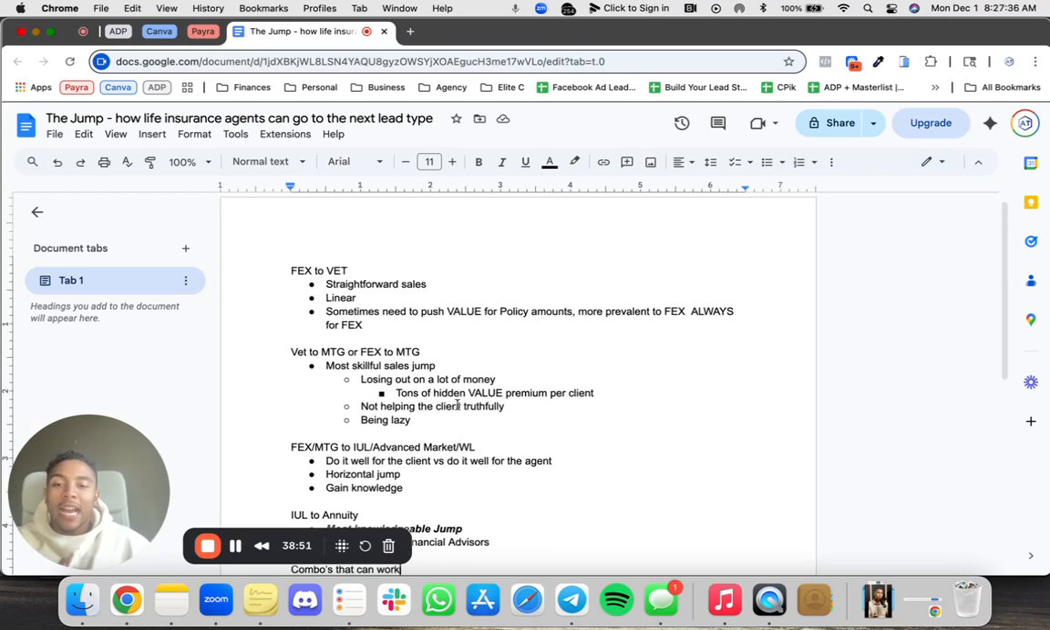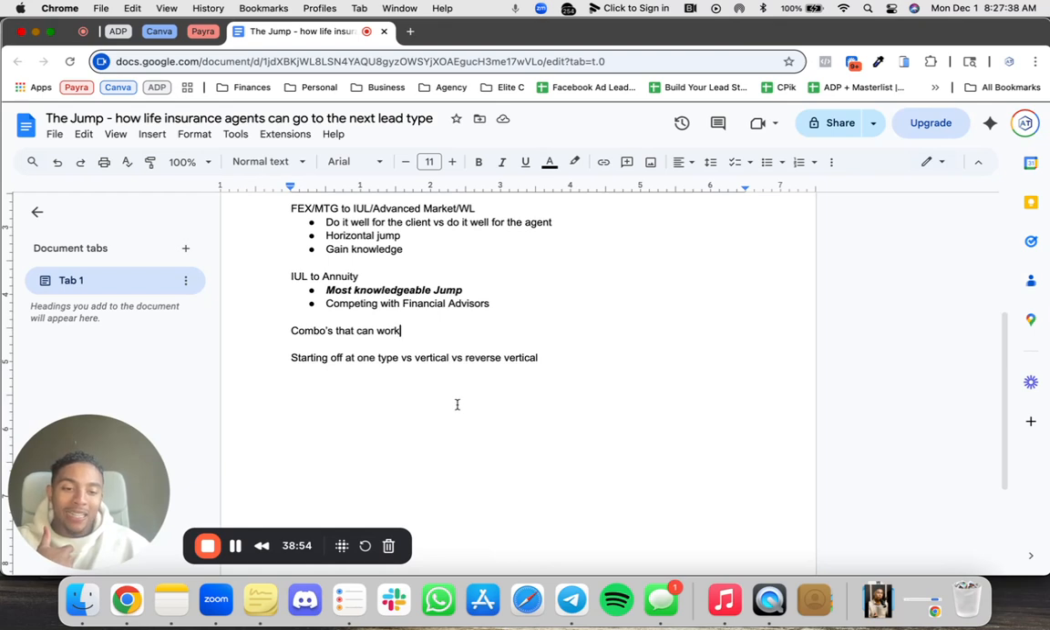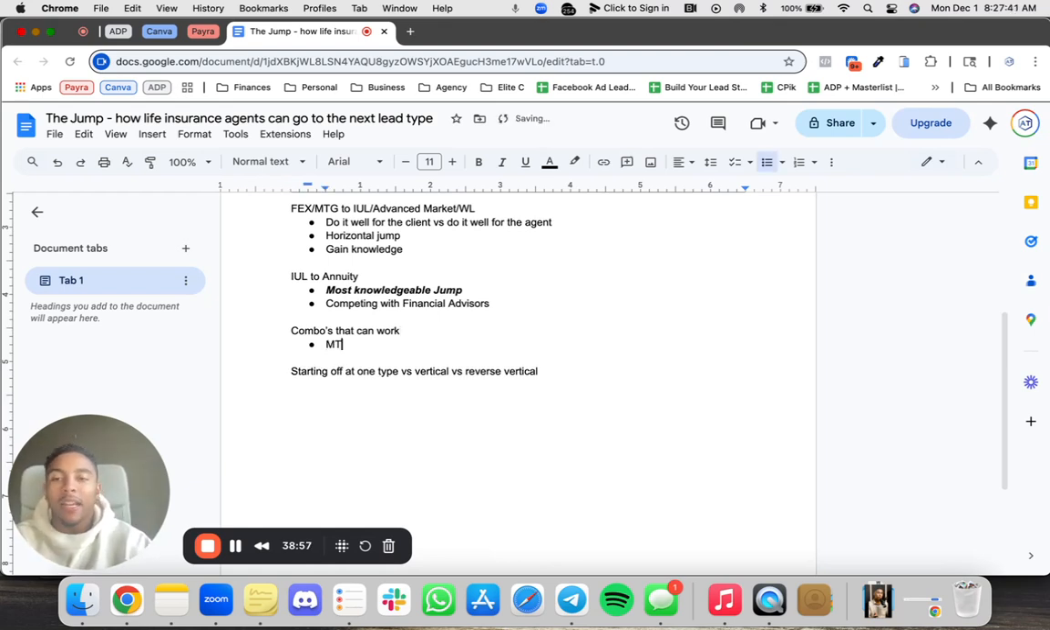Now, here are some combos that can work, right? That I kind of like, that I think go hand in hand. I think that mortgage and annuity, advanced market, IUL, or whatever you want to call it, is by far the best overall combo. Reason being, homeowners typically are what, 50, 70, 75? Next, because those homeowners are that age, they typically understand investing, want to invest, want to leverage their money properly. So it opens up more conversations.